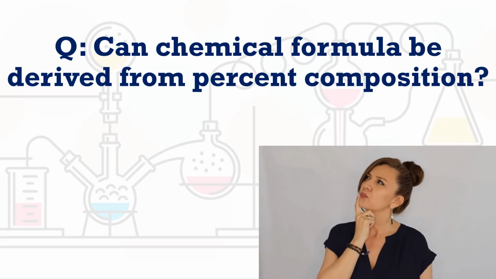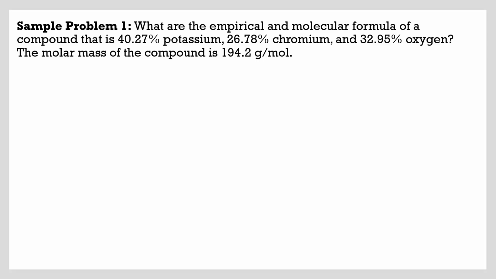To further understand, let's take this example. What are the empirical and molecular formula of a compound that is 40.27% potassium, 26.78% chromium, and 32.95% oxygen? The molar mass of the compound is 194.2 grams per mole. Now notice from the given problem, the values of the elements are expressed in percentages. So they are all in percent.